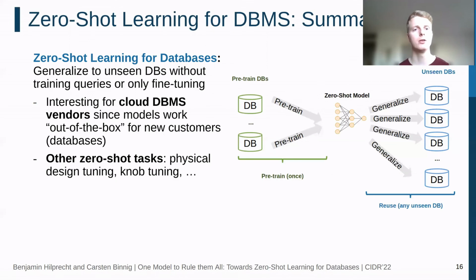So to wrap it up, zero-shot learning for databases is the idea to generalize to unseen databases without training queries at all, or only fine-tuning. So the few-shot case we've shown earlier. We think that this is interesting for cloud DBMS vendors, since the models work out of the box for new customers, because new customers will come with new data sets, with new schemas, etc. And our models will instantly generalize to those new customers. And we also believe that other zero-shot tasks could be supported in the future, such as physical design tuning, knob tuning, or even tasks beyond databases.